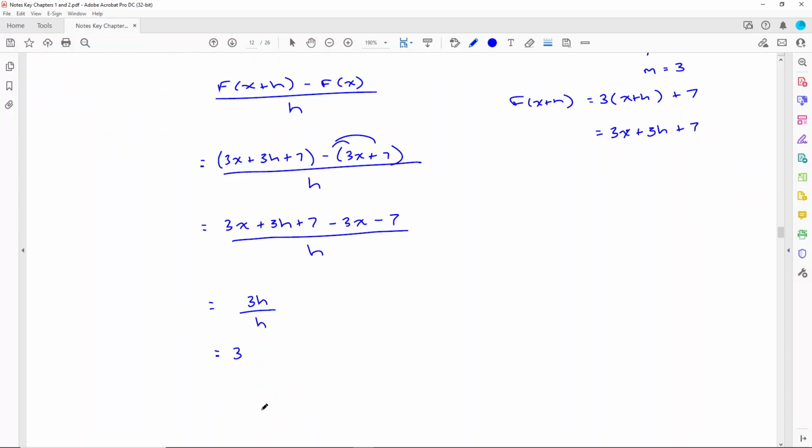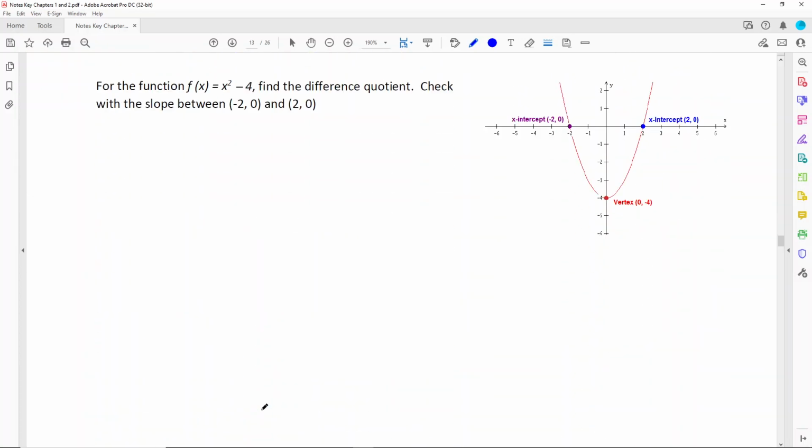But let's do another one that's not a line. So let's look at a graph like f of x is equal to x squared minus 4. You'll notice that this one has no straightness to this graph, right? There's nowhere that the graph is going to be constant or have a constant slope. So what we're going to do is use the difference quotient so that we can find the slope between any 2 points. So the first thing we do is write out the difference quotient.